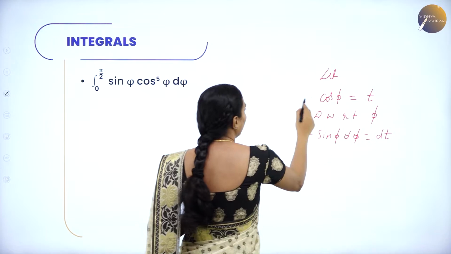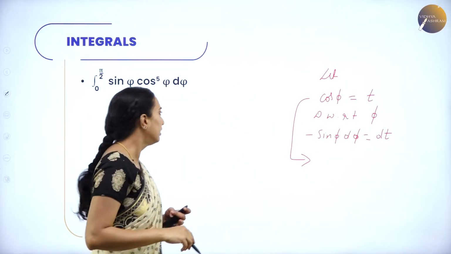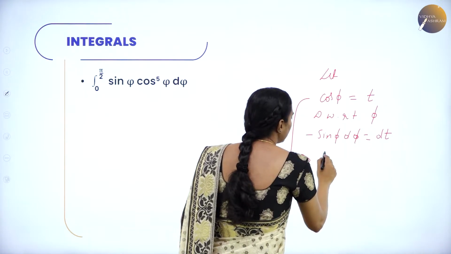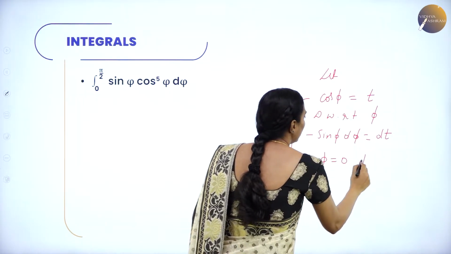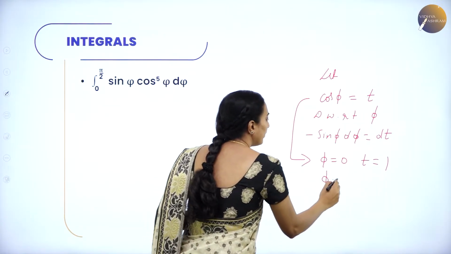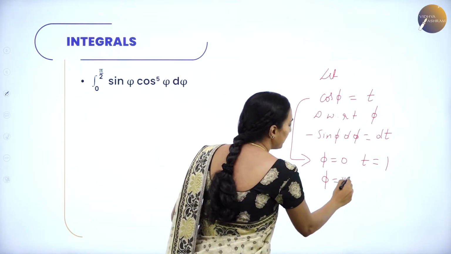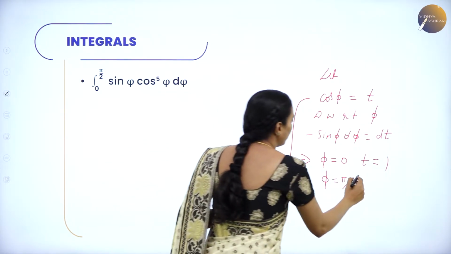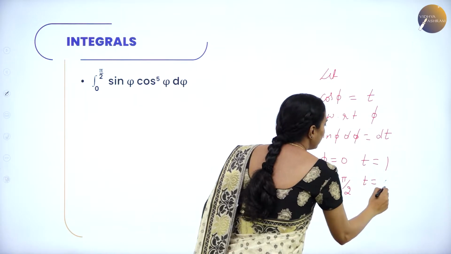So now you are going to do the substitution of the limit. They have given 0 to pi by 2. Let me substitute. When phi is equal to 0, t is equal to cos 0. Cos 0 value is 1. Similarly, when phi is equal to the upper limit pi by 2, cos pi by 2, cos 90 degree is always 0, isn't it? So t is equal to 0.